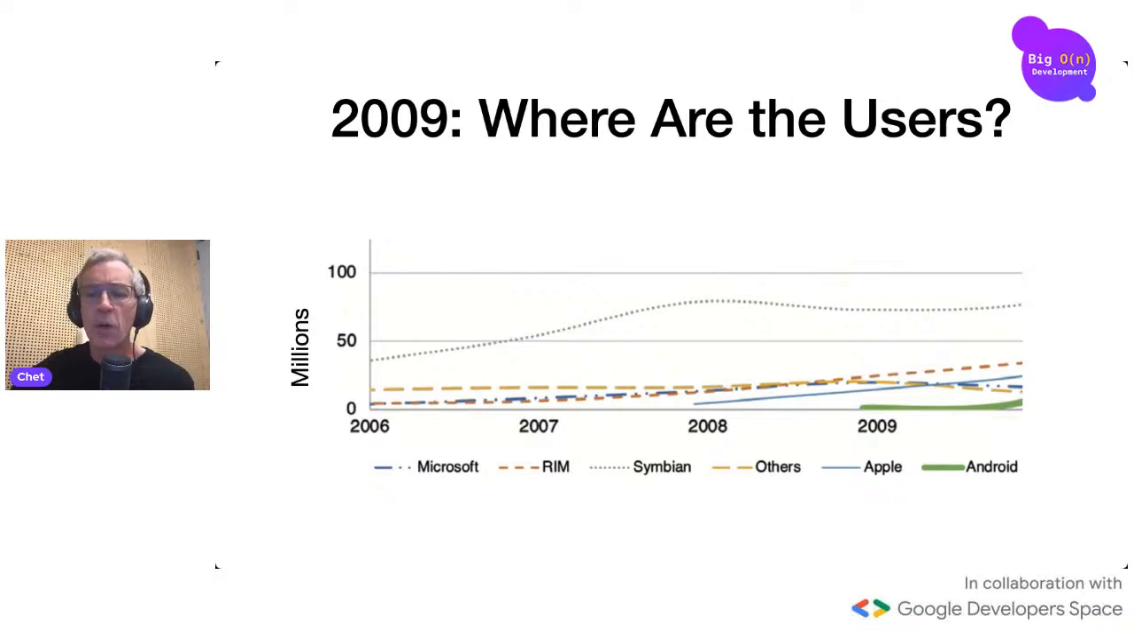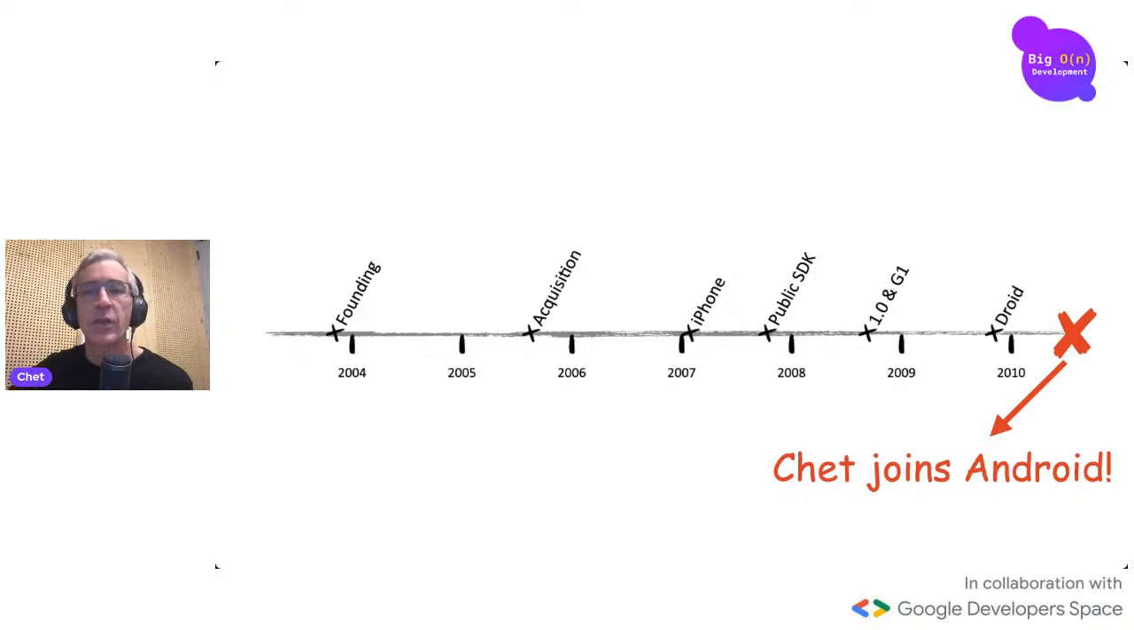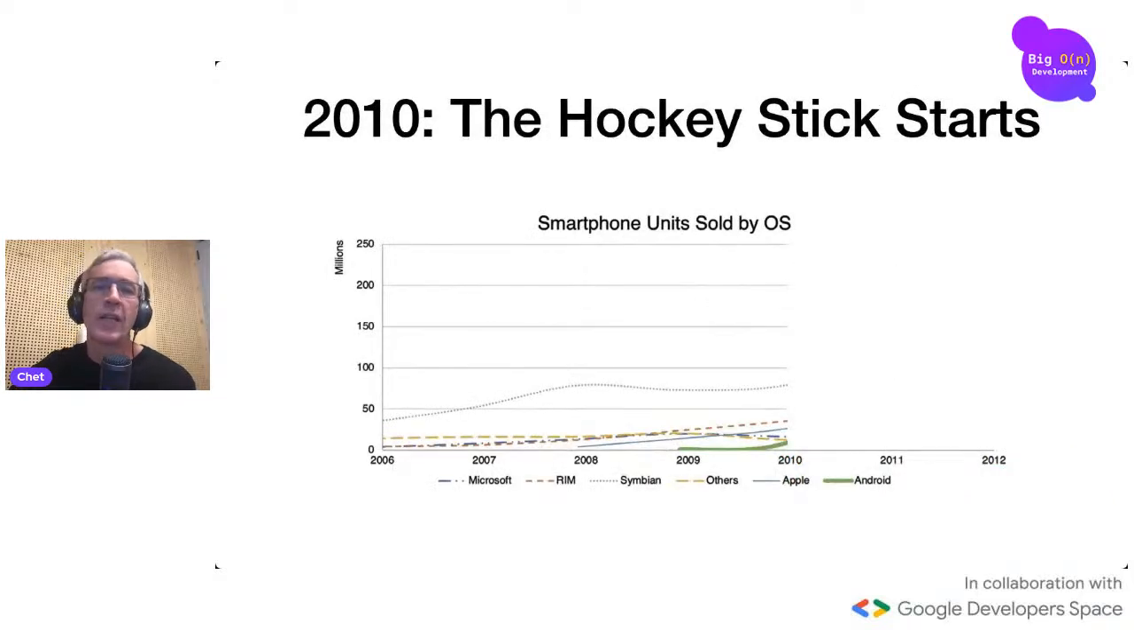So if we take a look at the overview of the timeline, got that founding back in 2003, you get acquired in 2005, iPhone comes out, then Public SDK, and then 1.0 and G1 shipped. And then at the end of 2009, the interesting development for Android was the Droid shipped. And that was really the first device, at least in the US, that really had an uptick in terms of consumer interest and sales. And all of a sudden, the graph started to change. We'll see that in a little bit. And then a few months later, I joined the Android team, still working on Gingerbread and just starting up Honeycomb development at that time. So in 2010, around that time that I joined, the hockey stick started.